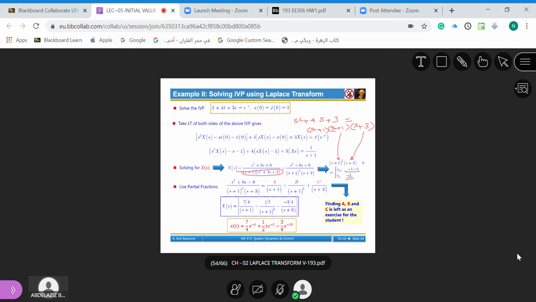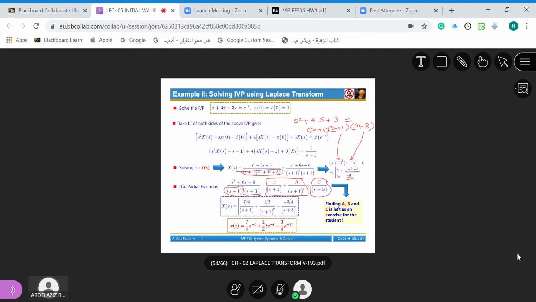So we can write our equation in this form: A over s plus 1, plus B over s plus 1 squared, plus C over s plus 3. Because we have a double pole here, s equal to -1, we write A over s plus 1 and B over s plus 1 squared. And this last term is for the pole at s equal to -3.